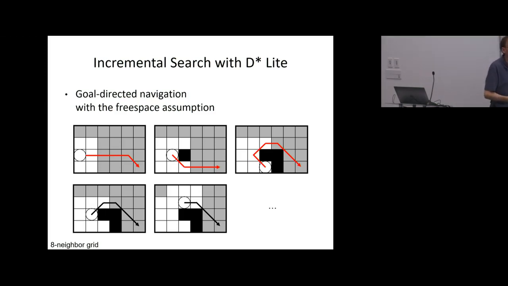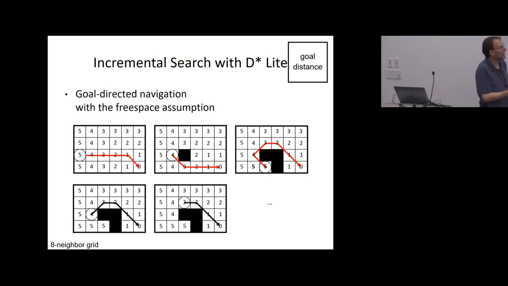So what I will do is I will search backward instead, okay? Because the goal does not move. So that's what I've done here. So I put down all of the start distances. Let's look at this guy here, right? Goal is the start of the search, the search backward is zero, right, and so on.